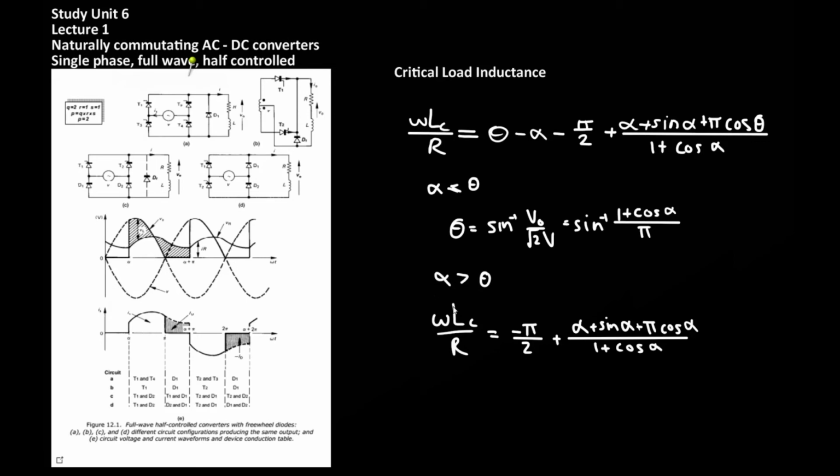If alpha is larger than theta, then alpha equal to theta is substituted into the generalized form for the critical inductance and simplifies to minus pi over 2 plus alpha plus sine alpha plus pi cos alpha over 1 plus cos alpha. A final note on this circuit type is that if voltage inversion is required at the output, then diodes cannot be used because a diode will not allow the output to go negative.